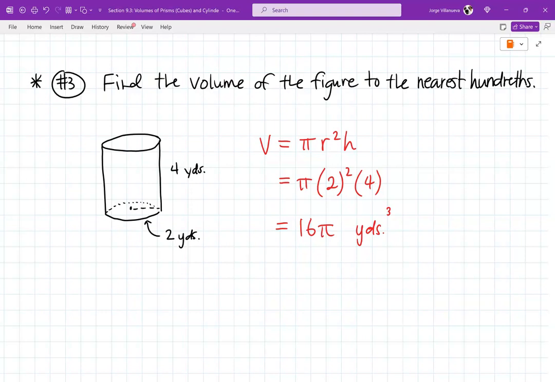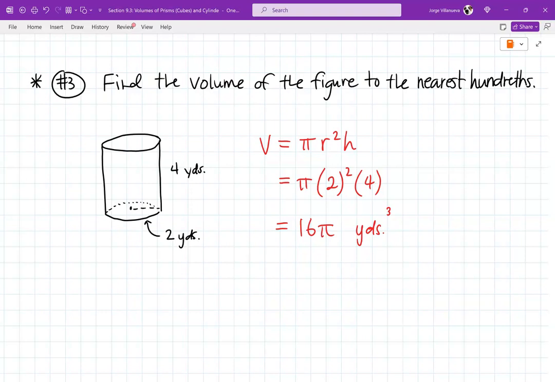Now, if they just want you to write your answer in terms of pi, you're done. 16 pi. That's it. Because there are going to be 4 problems at the very end that say leave your answers in terms of pi. So you just write 16 pi cubic yards and you're done.